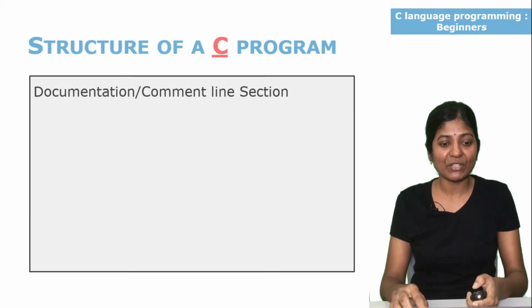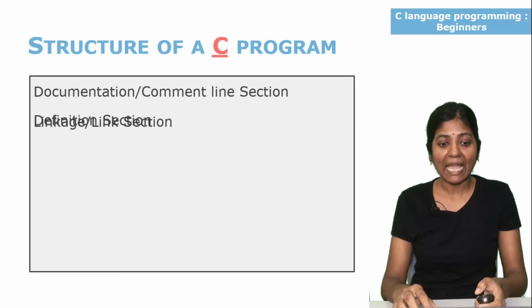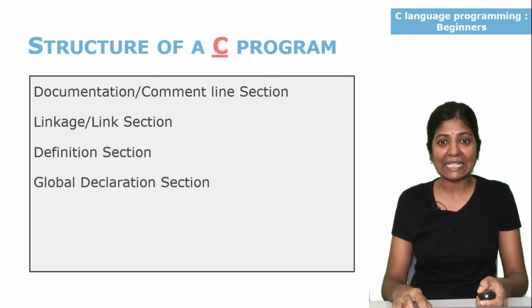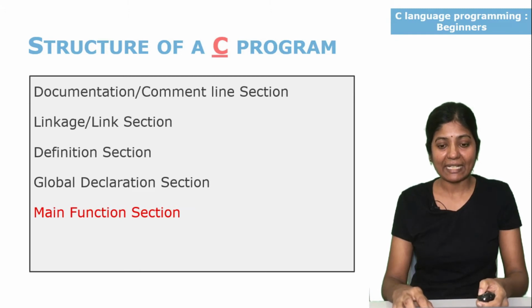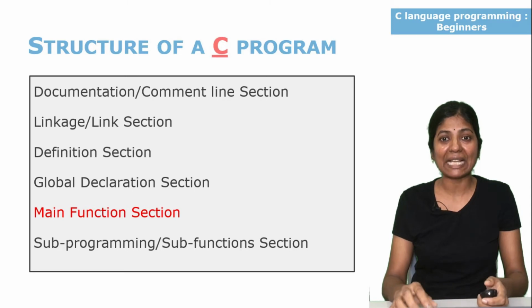The first section is the documentation section, also called the comment line section. The next one is the linkage section, also called the link section. After that, the definition section, then the global declaration section, then the main function section. At the end, we will write the subprogramming section, also called the subfunction section. These are the different sections a C program will contain.